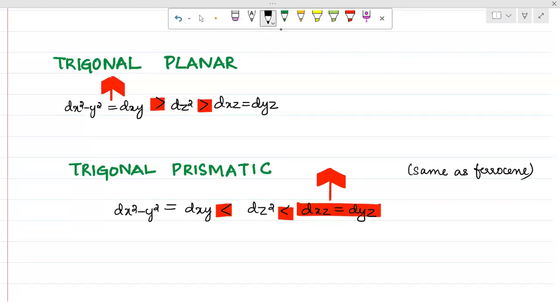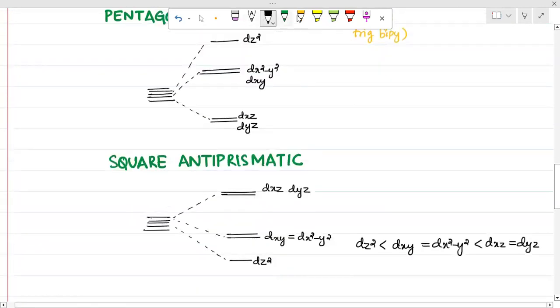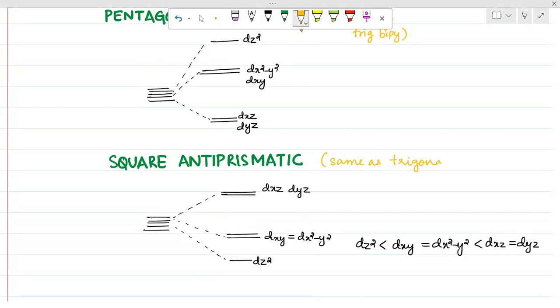Next is trigonal prism. So understand that prismatic and prism are not the same. I'll just add them to square antiprismatic. So this is same as trigonal prism. The trends are the same. Prism and prismatic are not the same. Okay. Trigonal prism is different. Trigonal prismatic is different. The structure of trigonal prism is same as square antiprismatic.